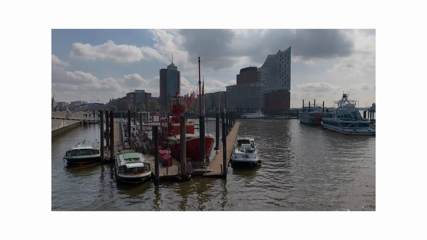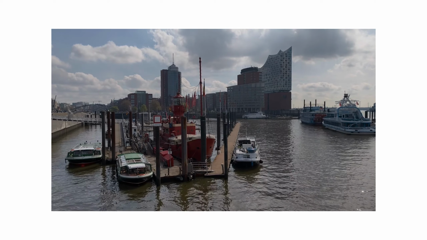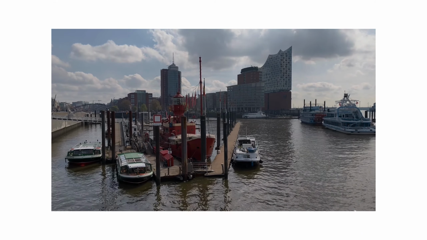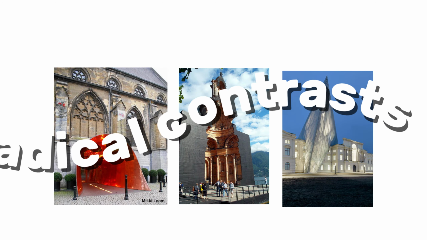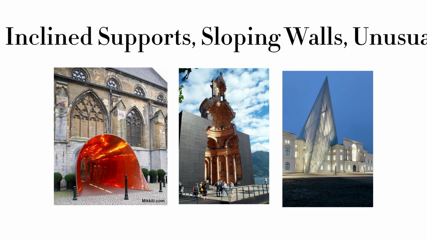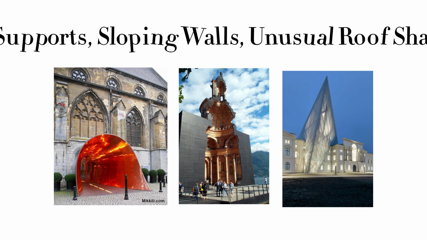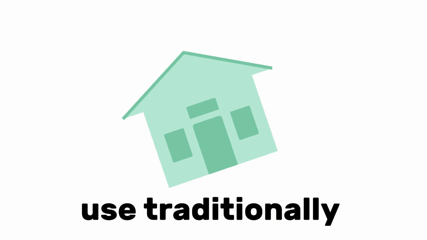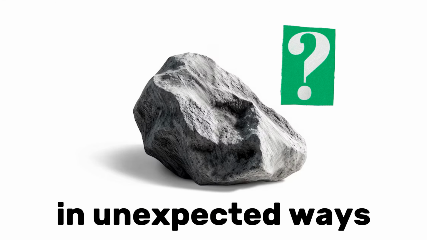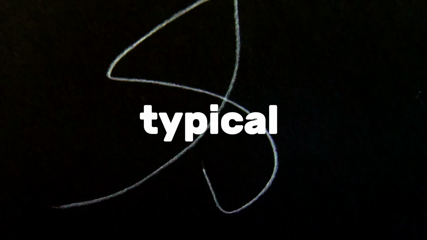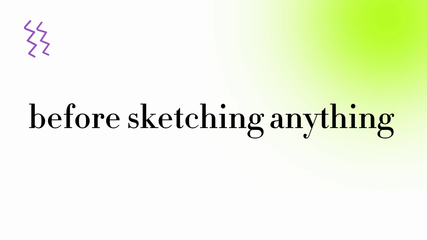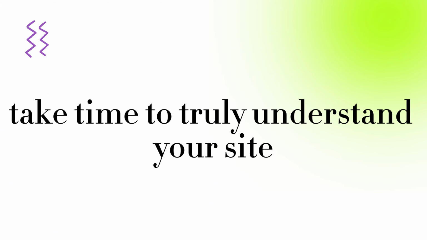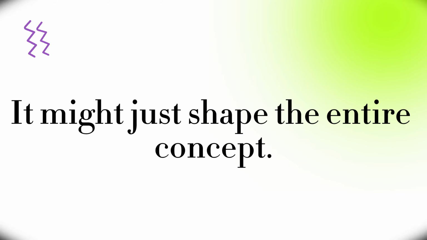In another example, we see how the location had an impact on the building. But to grab the viewer's attention, architects often use radical contrasts. These may include inclined supports, sloping walls, unusual roof shapes, or bold cutouts. Some projects use traditionally heavy materials like stone in unexpected ways. These techniques, typical for deconstructivism, create a striking visual tension with their surroundings. At this point, before sketching anything, take time to truly understand your site. It might just shape the entire concept.